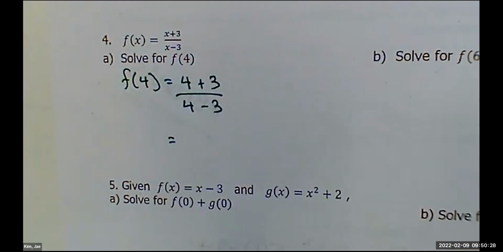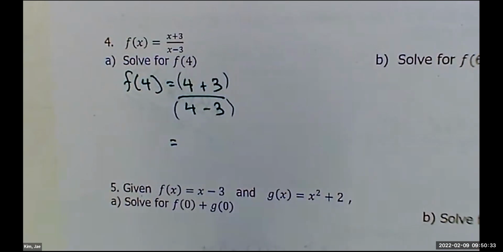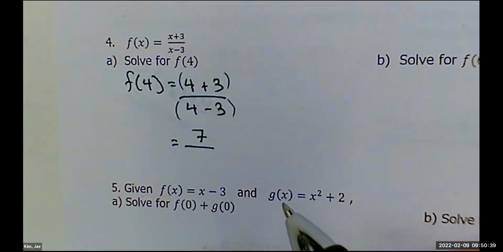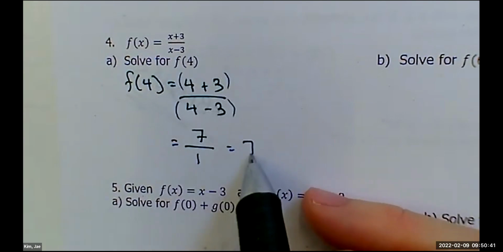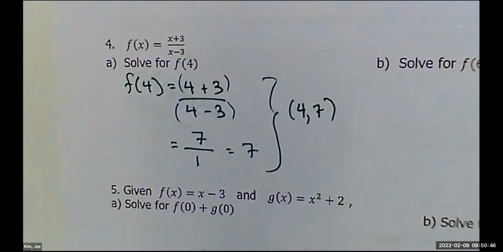And of course, being BEDMAS, you have to do the brackets before division. Please note, the numerator and the denominator are separate. 4 plus 3 is 7. 4 minus 3 is 1. Your answer is 7. So this tells me that the point (4, 7) is on this weird graph.